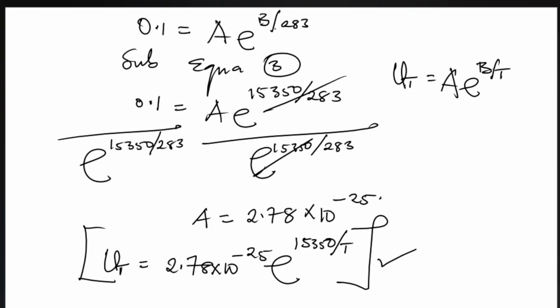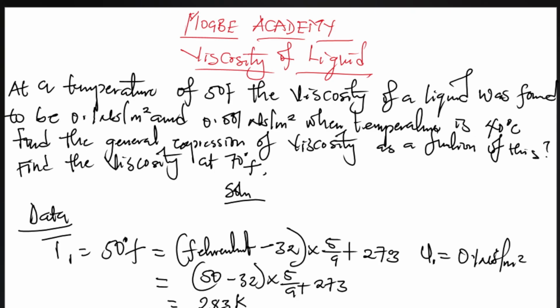Now your number 2 question, look up. Your number 2 question simply says, find the viscosity at 70 degree Fahrenheit. Are we together? So at 70 degree Fahrenheit, you simply get the viscosity of that liquid. To get the viscosity of that liquid, remember we are to convert 70 degree Fahrenheit to Kelvin.